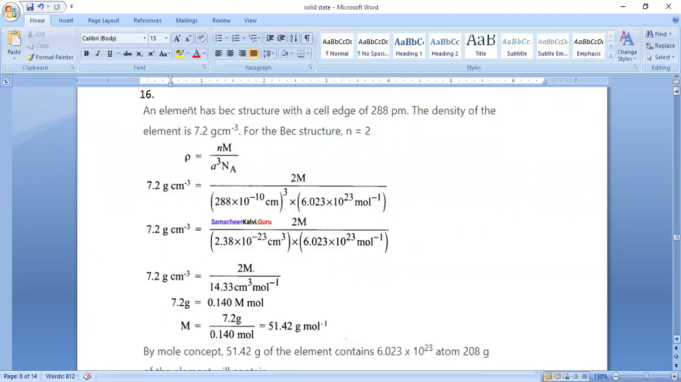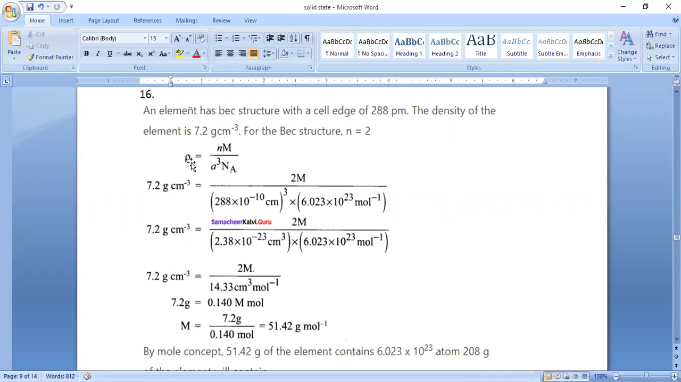Next, question number 16. The element has a BCC structure with a cell edge, that is a, of 288 pm. The density, rho, is 7.2 gram per cm cube. For a BCC structure, N is equal to 2. So what is the formula to calculate the density? Density equals N M divided by a cube Na.